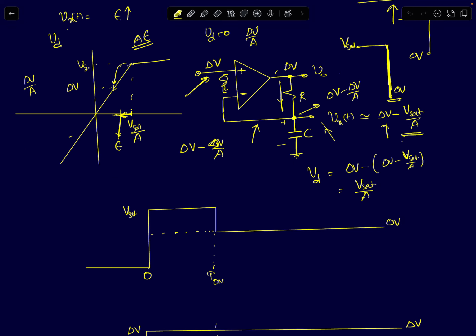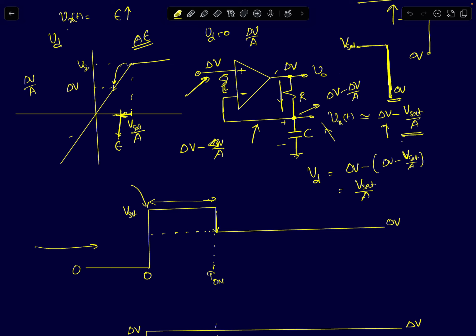Your output signal, if I plot the output signal as a function of time, initially it will be at 0 volts. At t equal to 0 plus, it will jump to Vsat. It will remain constantly at Vsat volts for t on seconds. Then it will fall down to delta V volts.